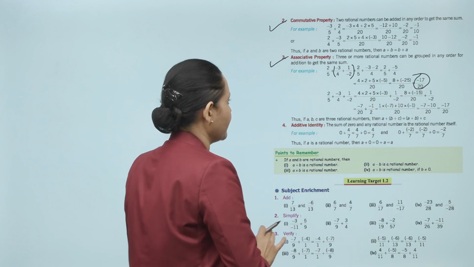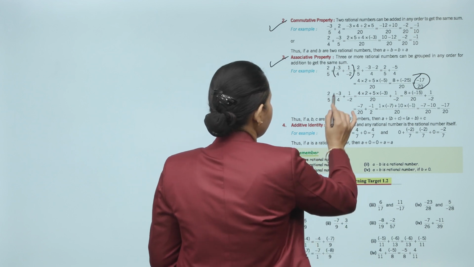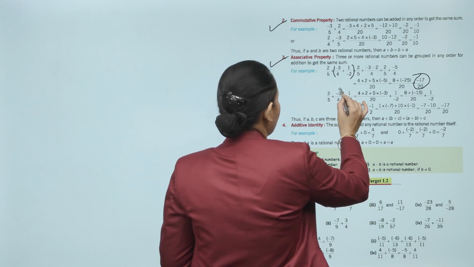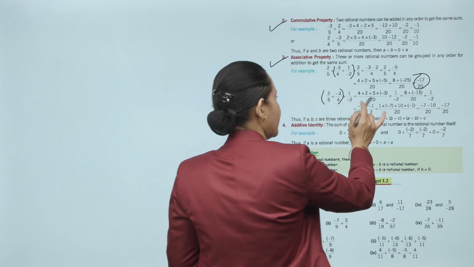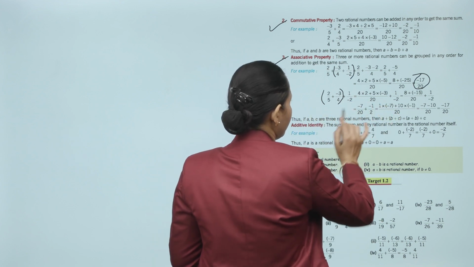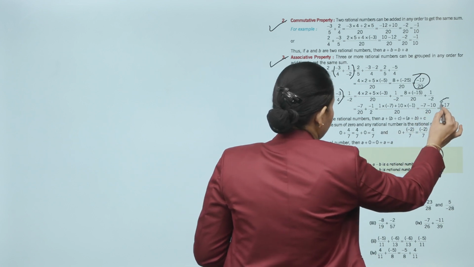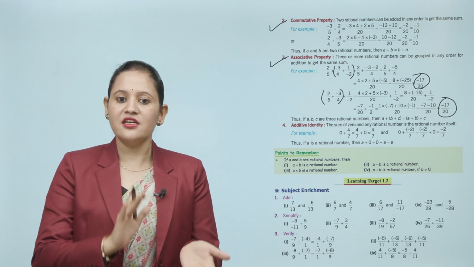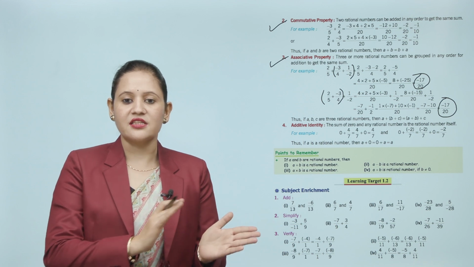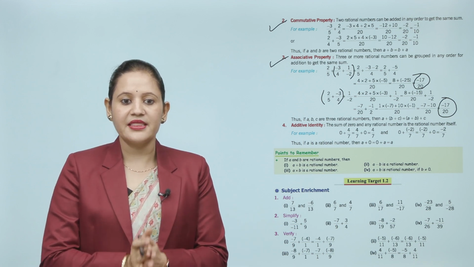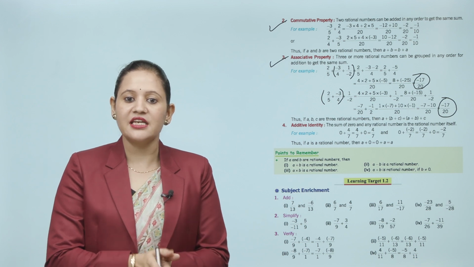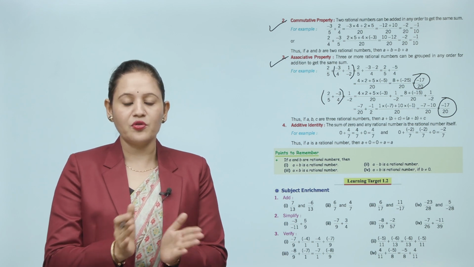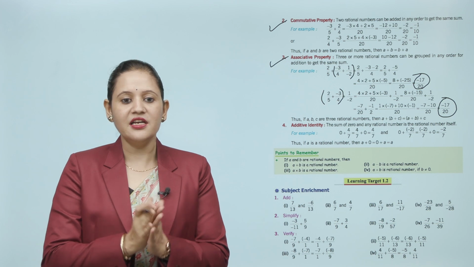Now, if we change the grouping, 2 upon 5 plus minus 3 upon 4 plus 1 upon minus 2. So, अब हमने इनकी ग्रुपिंग कर दी है. LCM लेंगे, सॉल्व करेंगे, then we'll add 1 upon minus 2 to it. Again the answer is same, minus 17 upon 20. So, अगर 3 and more rational numbers है, we can group them in any order. Means कैसे भी grouping कर सकते हैं, जो answer होगा that will be same. Thus, if a, b, c are three rational numbers, then a plus b plus c, grouping की है b plus c की, equals to a plus b, उनको grouping की है, then we add c, that both are equal.